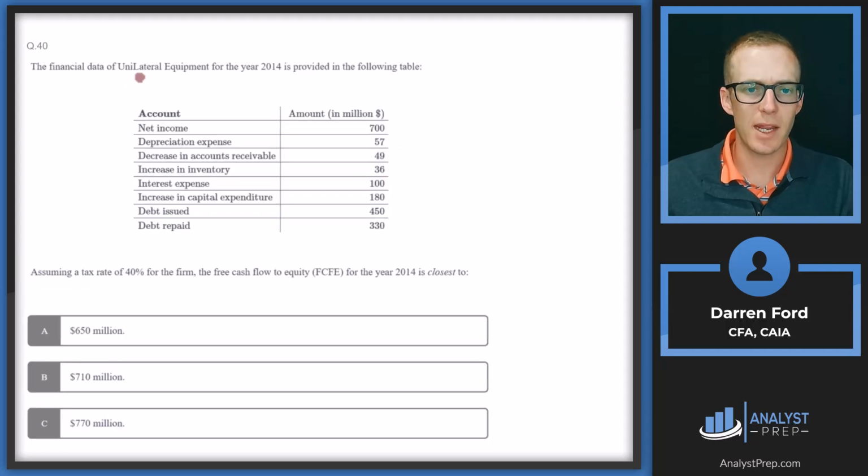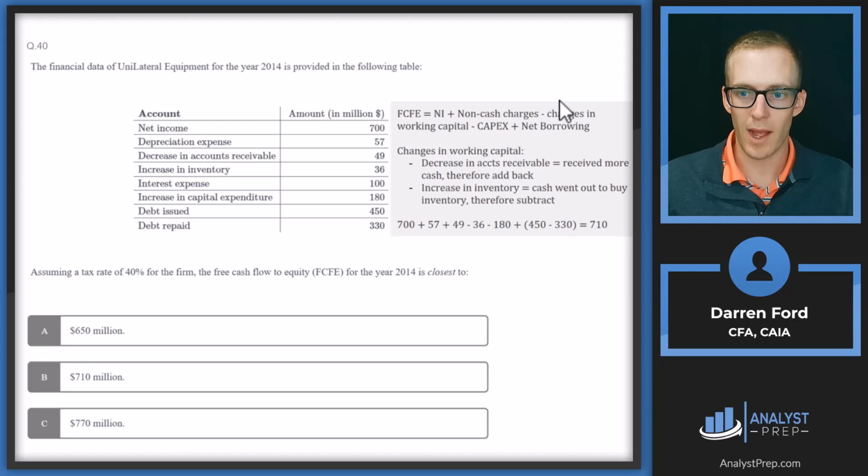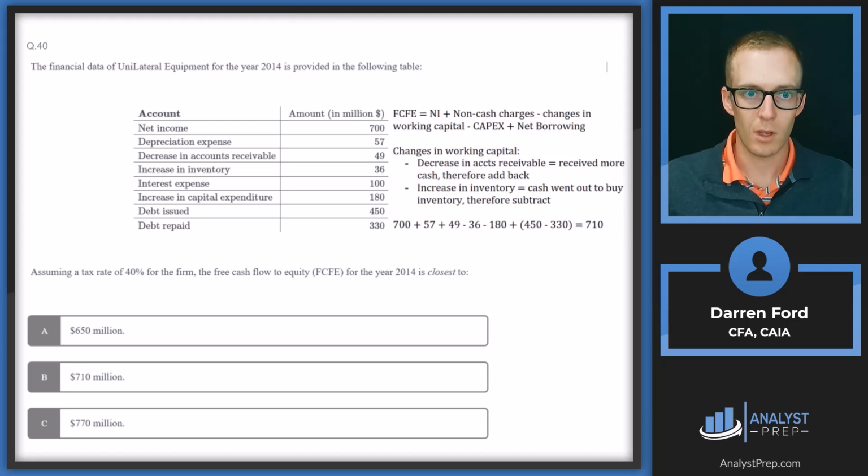Answer A. The financial data of Unilateral Equipment for the year 2014 is provided in the following table. So we've got net income, depreciation, decrease in accounts receivable, and we'll read the rest after we get into the question. Assuming a tax rate of 40% for the firm, the free cash flow to equity for the year 2014 is closest to. So we're going to be calculating, let's bring in our free cash flow to equity formula.